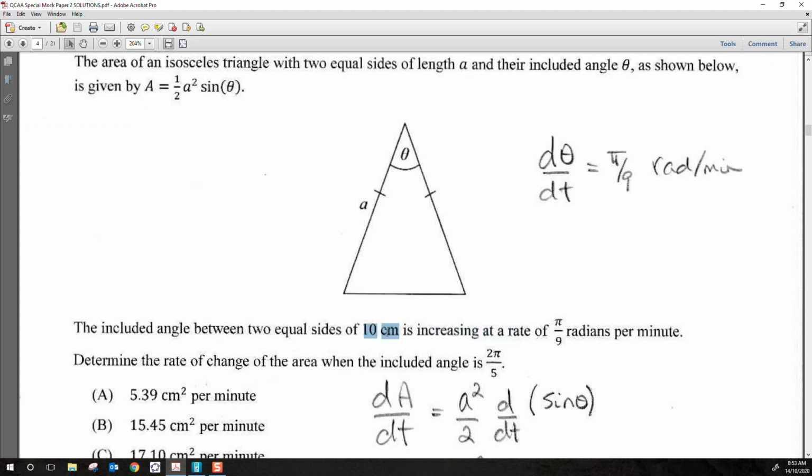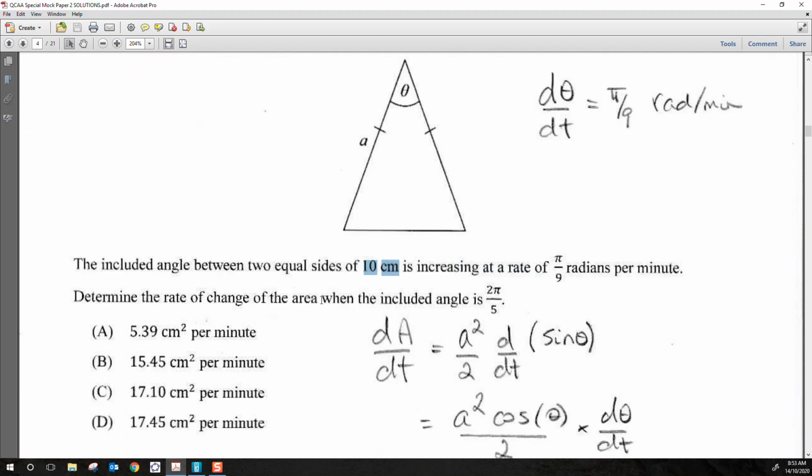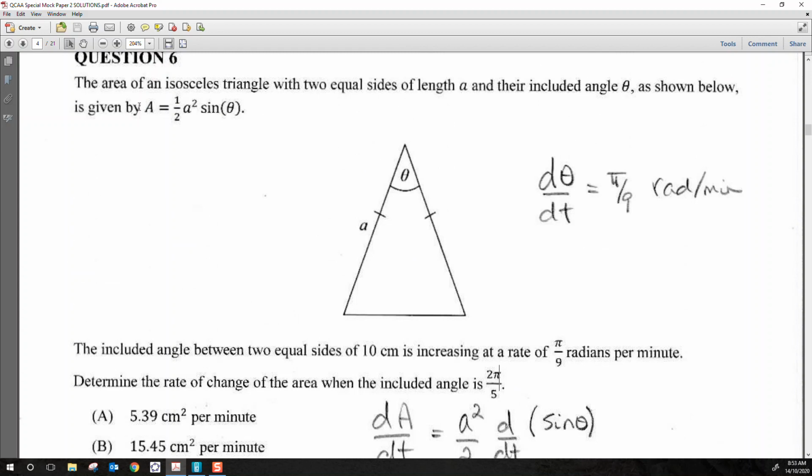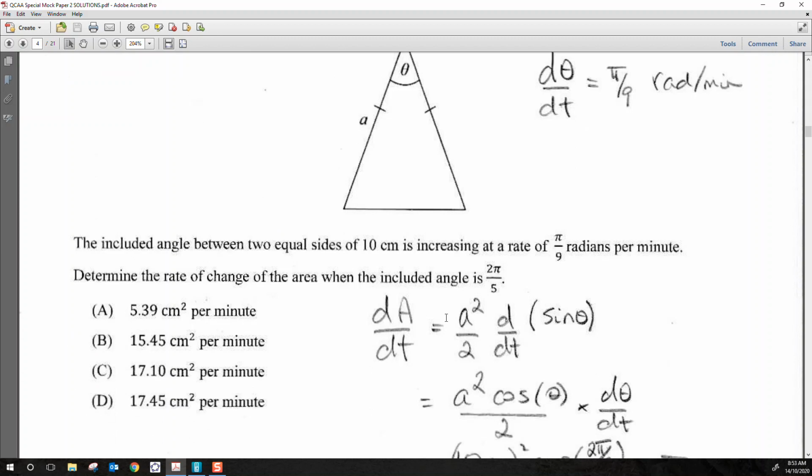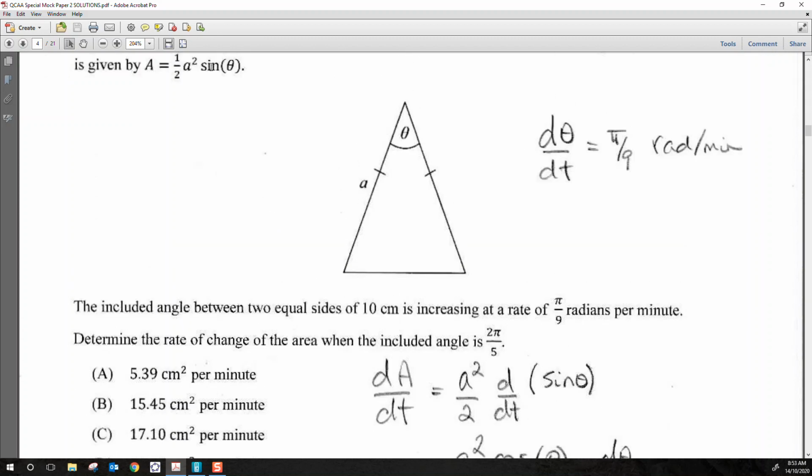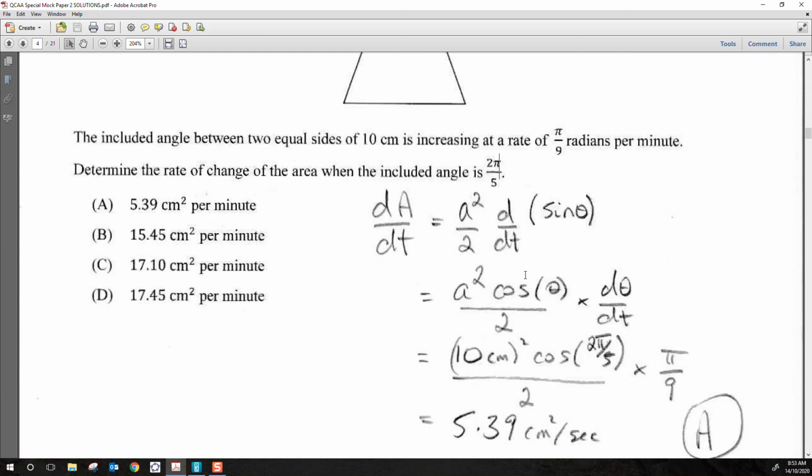The edges are length of 10, nothing about them changing, so A is a constant. And we want the rate of change of area when the included angle is pi over 5. So going from this formula up here, taking a derivative with respect to time of both sides, dA/dt. Now the half and the a squared are constants, so they can just sit there. And I want d/dt of the thing which is changing on the right hand side, sine theta. Now a squared over 2 is there.